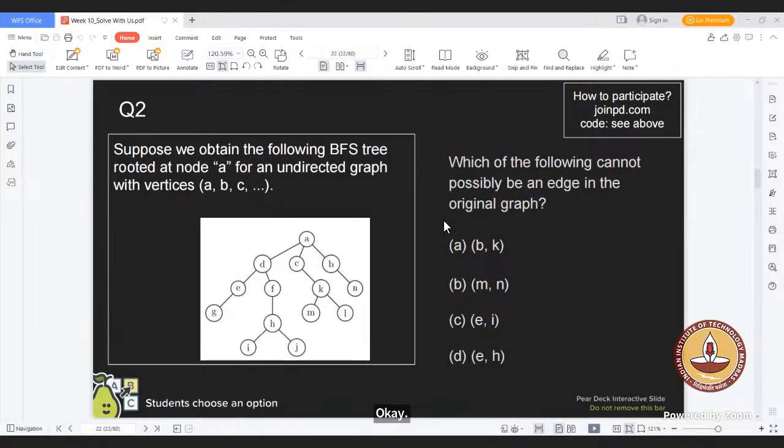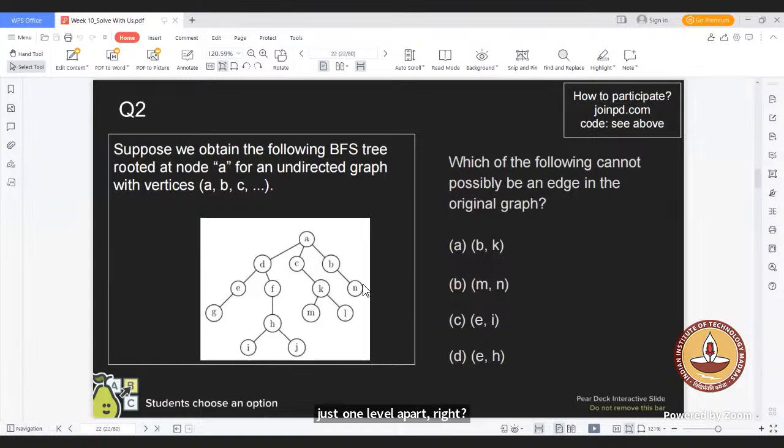So we'll just see. B to K, we can see that they are just one level apart, right? So there can be an edge. We can't say there can't be an edge. So option A is not the correct option. Then M and N, we can clearly see that they're just one level apart, right? So option B is also incorrect.